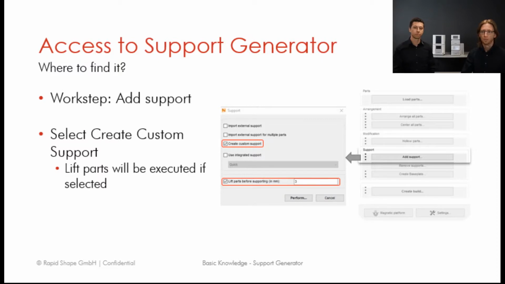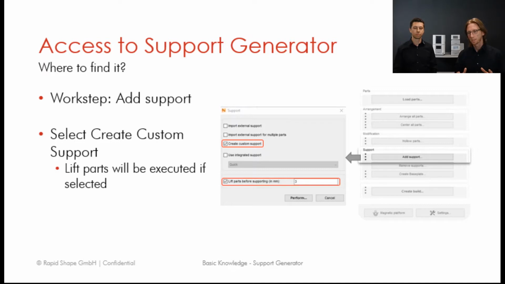First of all, this is something we already discussed a little bit in the previous webinars. One thing you already noted was the function add support. With this function, we used only the support script until now. So today we will talk about the option create custom support. This is highlighted here in the picture, as you can see.